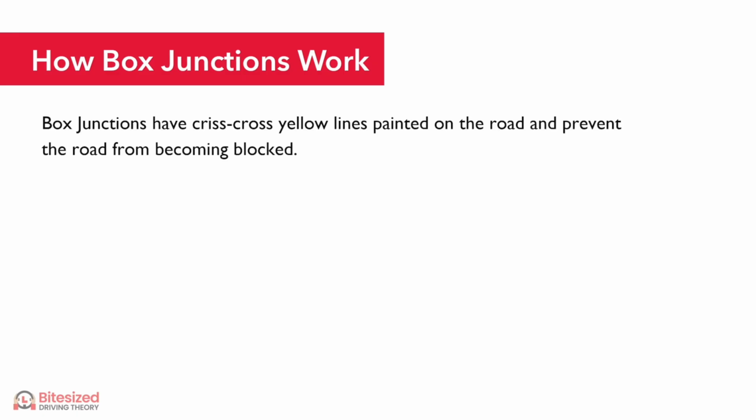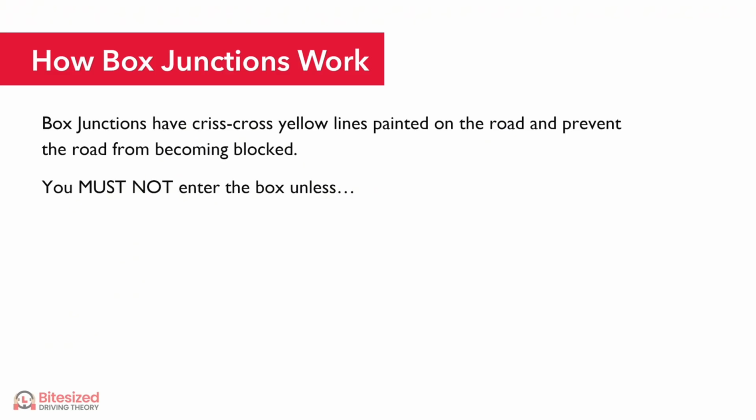So, box junctions have crisscross yellow lines painted on the road and they prevent the road from becoming blocked. They're often at busy intersections where congestion is quite common, and having a box junction prevents the road from becoming blocked up.